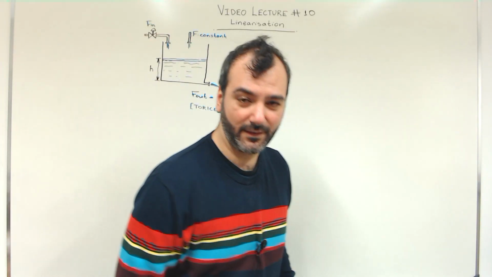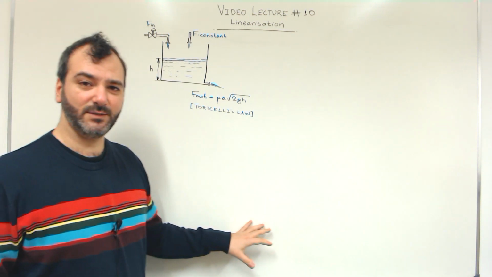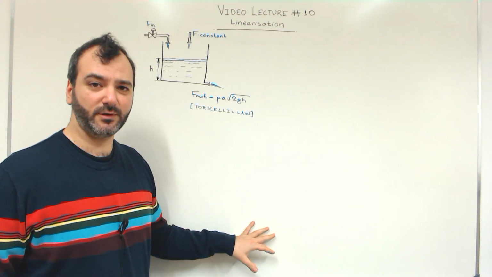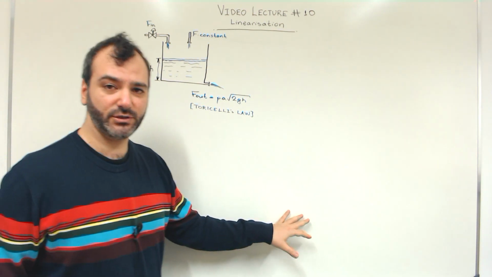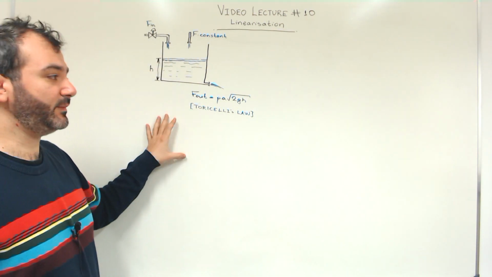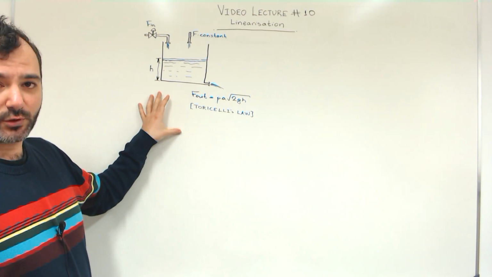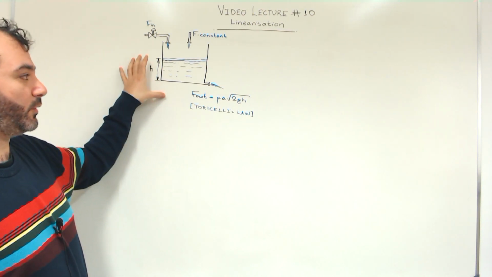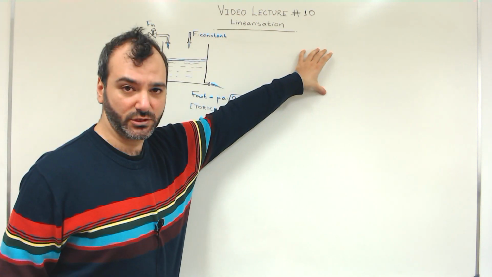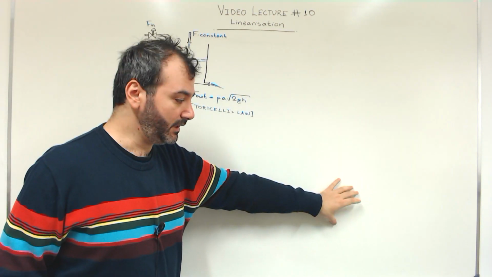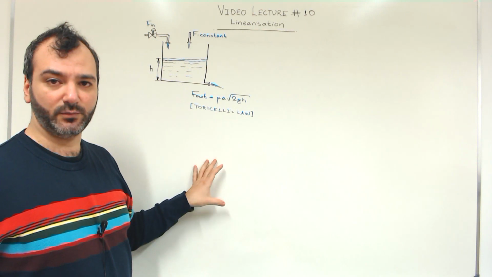Welcome. In the last two video lectures, we discussed Taylor's approximation theorem, and we used it to linearize functions, and then we used it to linearize dynamical systems at equilibrium points. Here, we will do one more exercise. We'll take it from the beginning, so we will derive the differential equations of the system, and we will linearize the system at an equilibrium point.